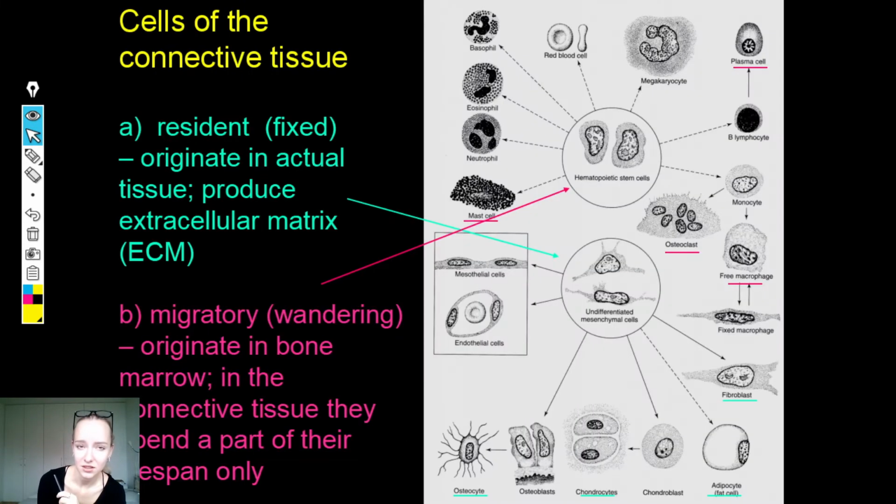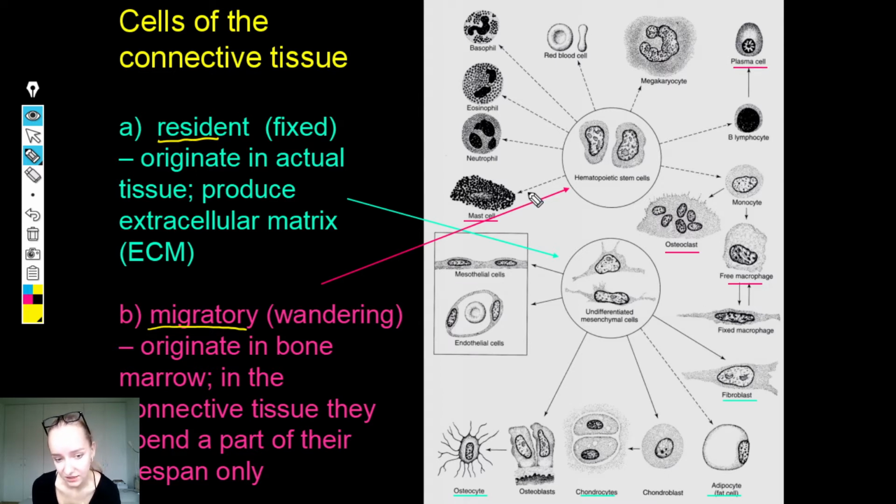So let's start with the description of the cells. Even though they do not form the main mass, they are essential for the production of mass. We divide them into resident or fixed ones, and migratory or wandering cells. These resident fixed ones originate in the actual tissue, and their main task is to produce extracellular matrix. Here we have some kind of undifferentiated mesenchymal cells, which differentiate into several types in each connective tissue.